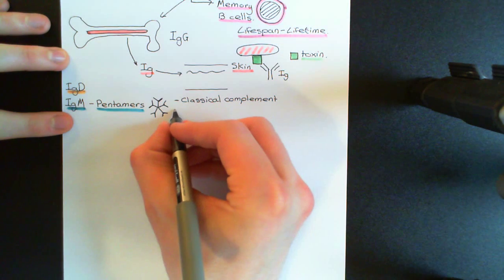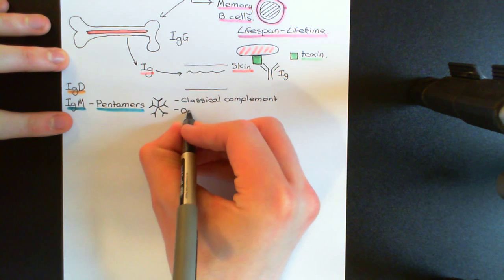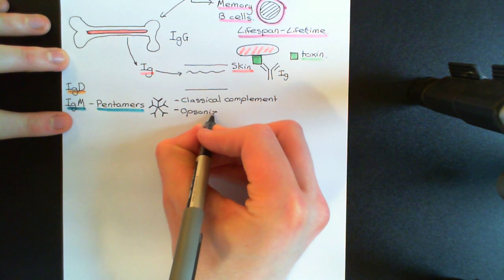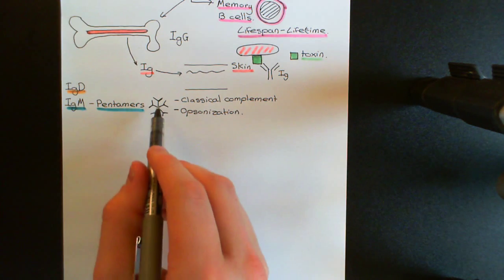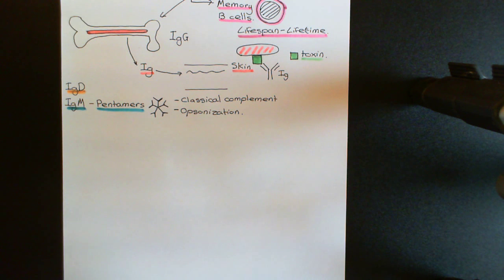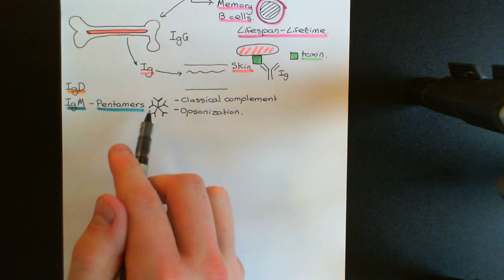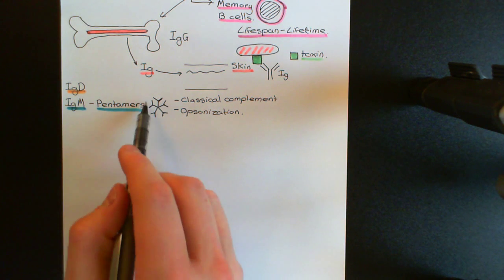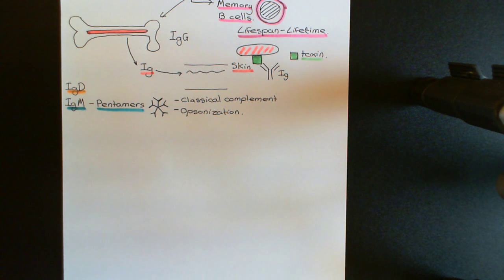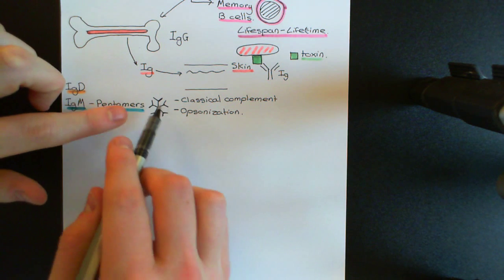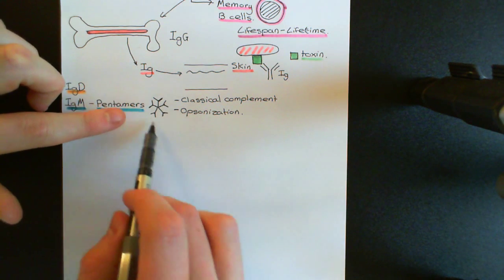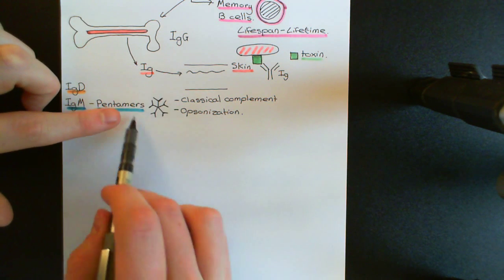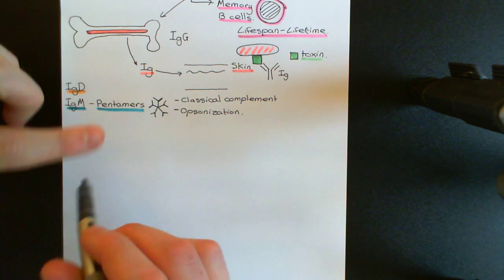So the classical complement cascade is one thing, and secondly, IgM is extremely good for opsonization. And remember, opsonization means promoting phagocytosis. So again, macrophages and neutrophils will have receptors on their surface which can bind to the constant region of the IgM heavy chain, and this is especially fantastic because of the fact that they form pentamers, and they could have a whole bunch of pathogens clustered together, and therefore the phagocyte might be able to phagocytose all of those pathogens that are clustered together all in one go.